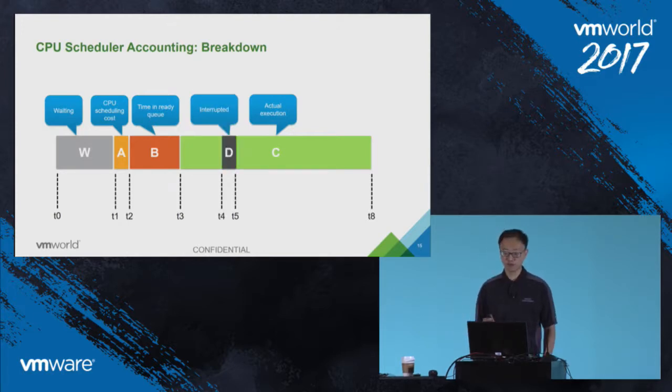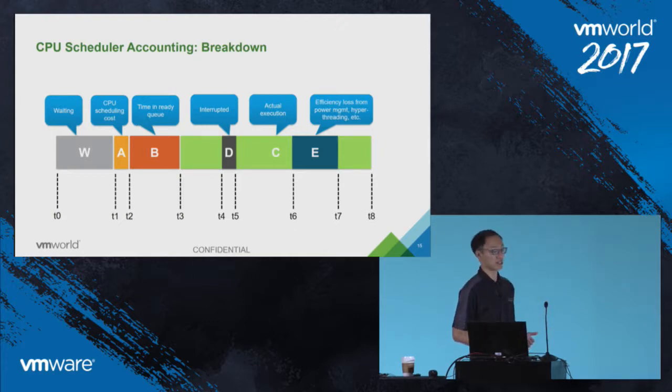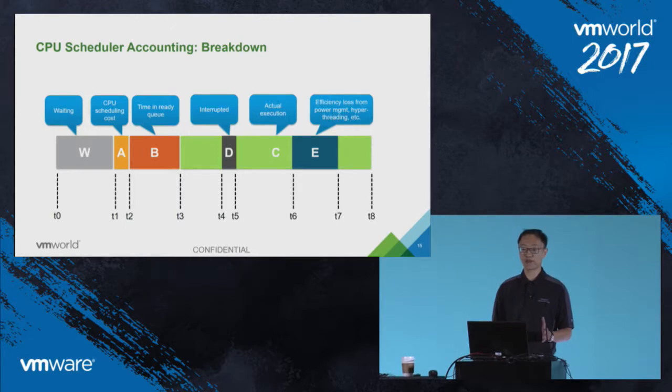Now, it's possible at T4, some interrupt happened, right? Some event happened that temporarily paused execution of C to process the interrupt. This time is shown as D, which is interrupted time. There might be another case at T6 where, say, the hyper-twin of the current thread becomes busy or the frequency scaling decides to kick in. And this period of time, T6 to T7, is the period where we have some efficiency loss. We want to capture that as well.